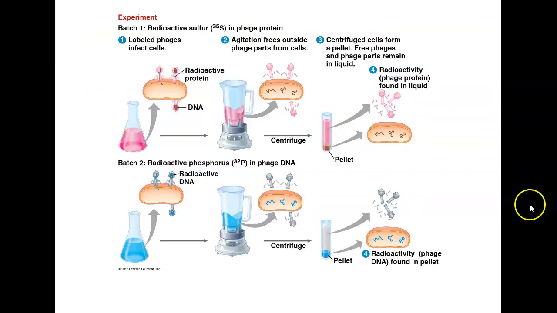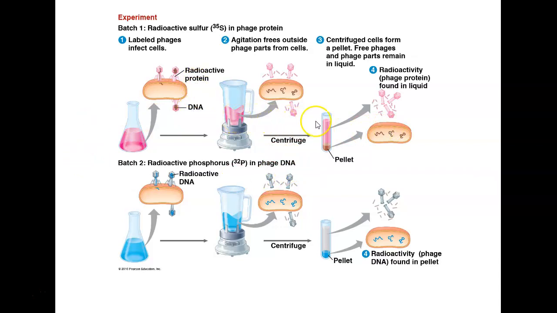And here's kind of what that looked like. They radio labeled, or in this case used, sulfur to label and fluoresce the proteins, and they used phosphorus to track the DNA. So in the top row, you can see that the protein is labeled.